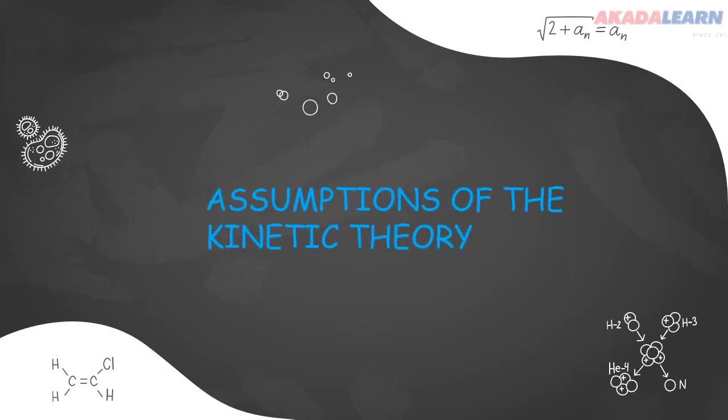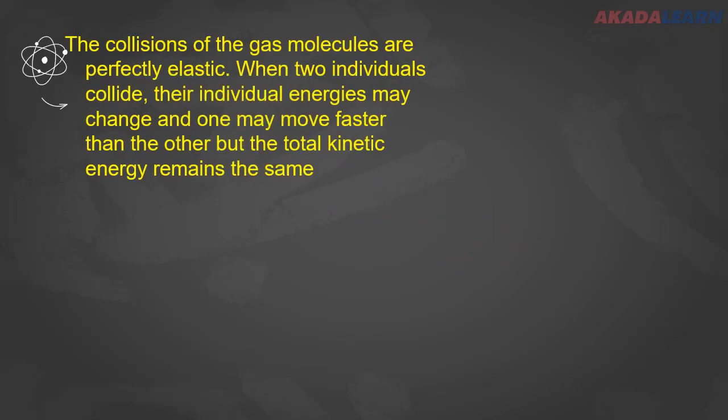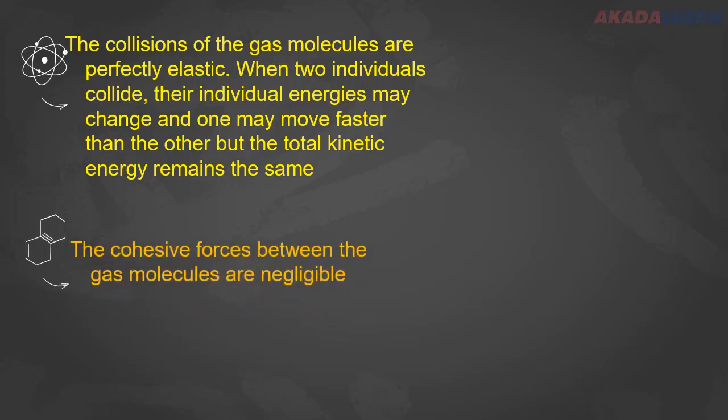Assumptions of the kinetic theory. The assumptions include the collision of gas molecules are perfectly elastic. When 2 individuals collide, the individual energies may change and one may move faster than the other, but the total kinetic energy remains the same. So in some books, they will tell you that the collision of gas particles is perfectly elastic. Now, the cohesive forces between the gas molecules are negligible.